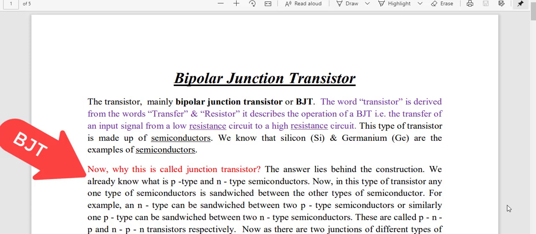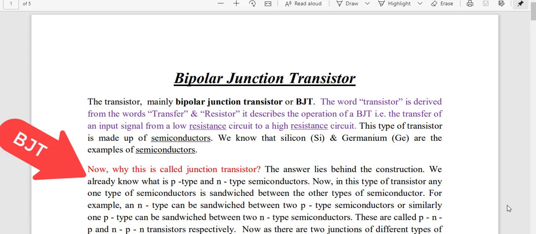In case of PN junction we have considered one junction, but in case of BJT we have two junctions. Before going to BJT, I request all of you to please go through the previous lecture, that is PN junction. Okay, now BJT stands for bipolar junction transistor. Now what is a transistor? Basically the word transistor comes from transfer resistor.